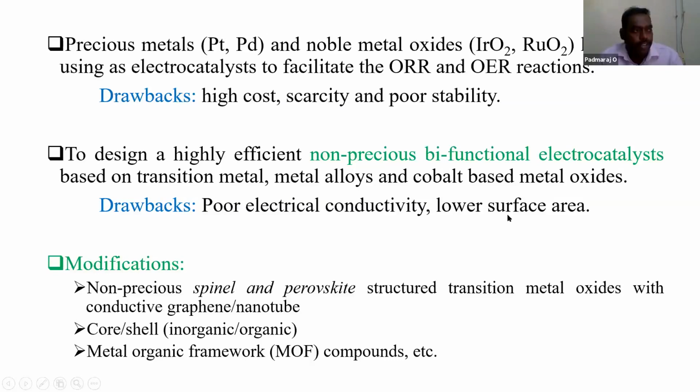How to improve the electrical conductivity? I want to modify the bifunctional electrode catalyst to improve the electrical conductivity. What modifications do I have to do? First, prepare differently structured metal oxides with conductive graphene or nanotubes. Second, I can develop core-shell structures. Third, I can develop metal organic frameworks. These are all the modifications. Many techniques are available to modify the bifunctional electrode catalyst for enhancing the electrical conductivity and the active sites, that is, to increase the surface area also.